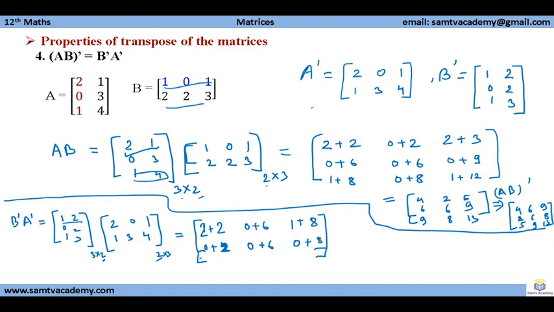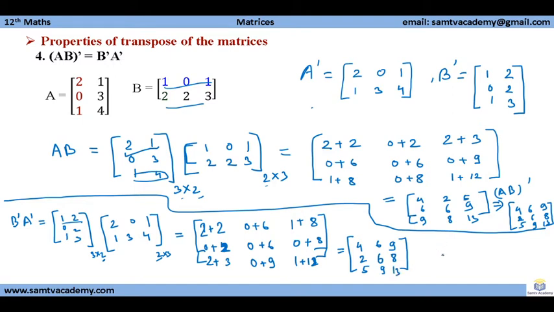Next is 1 into 2 is 2, plus 3 into 1 is 3. Next, 0 into 1 is 0, plus 3 threes are 9. Next is 1 into 1 is 1, plus 4 threes are 12. So it will become 4, 6, 9, 2, 6, 8, 5, 9, 5, 9, and 13.